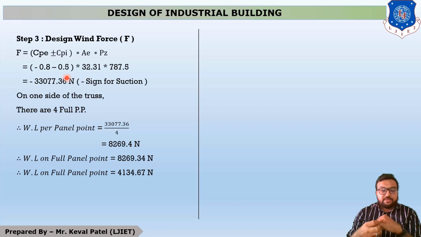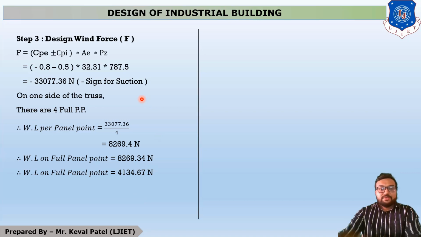Now, as discussed earlier, our A means half slope area. So it is 32.31, or it is 32.28, into Bz, which is calculated in our step number 2. So our final answer is 33,077.36 Newton. Now this load will be distributed on 4 panel points, so these calculations remain the same as for dead load and live load.